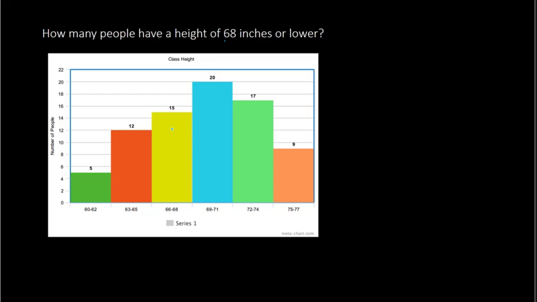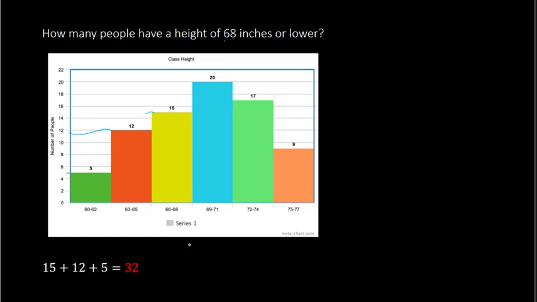So if I just add up this 15. So this goes to 15. This one goes to 12. This one goes here to 5. Add up 15 plus 12 plus 5, we get our total number of people within that range to be 32. So my answer is 32 people, based off this histogram, have a height of 68 inches or lower.